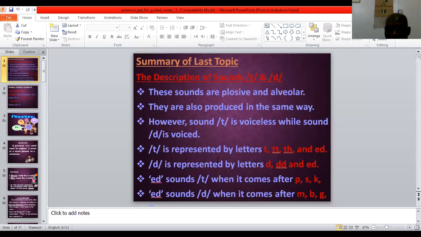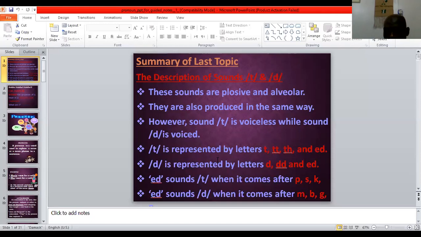Now, these sounds are plosive sounds. They are described as plosive and alveolar. They are also produced in the same way. The only difference between the two sounds is that one is voiceless and the other is voiced. So sound t is voiceless, while sound d is voiced.